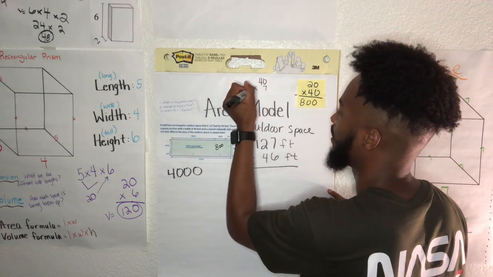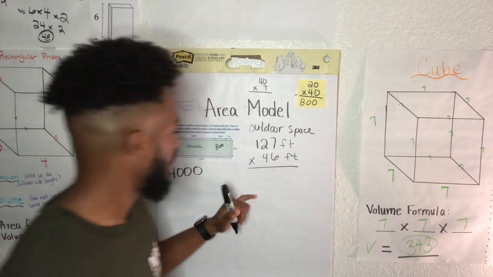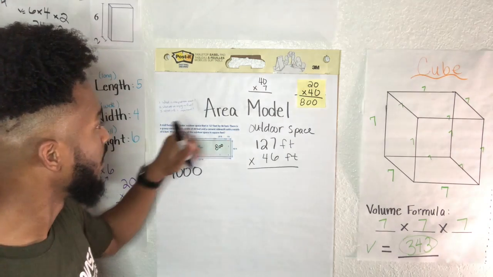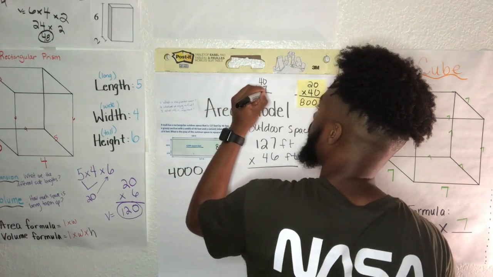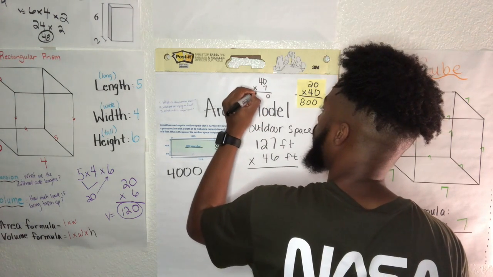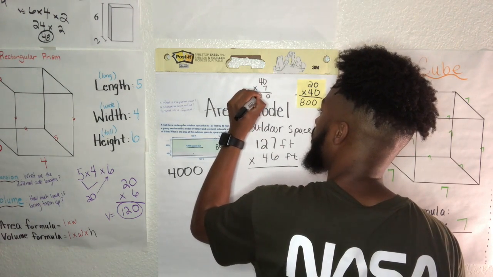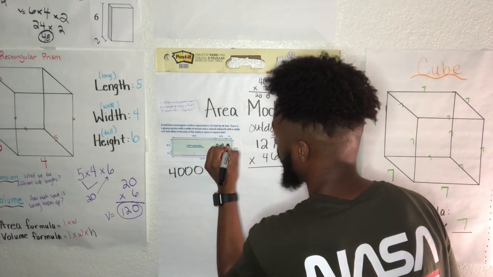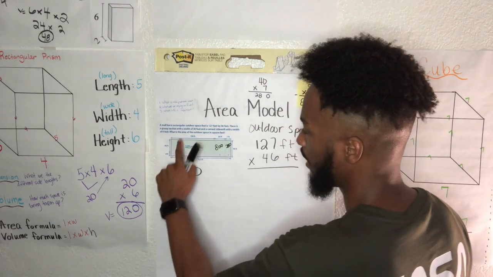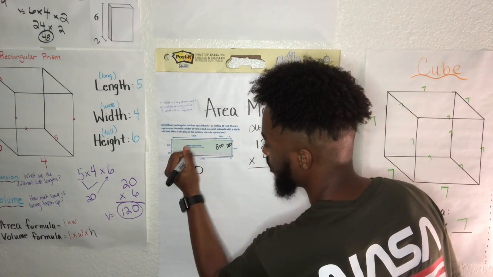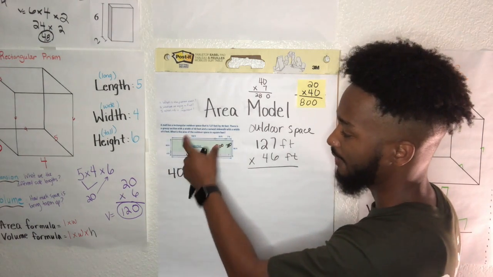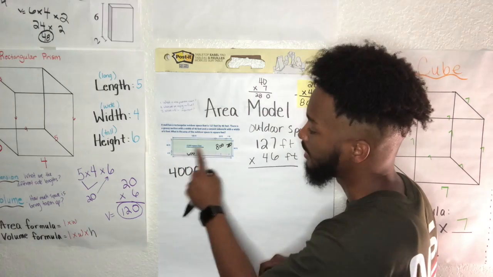What are you talking about, Mr. Spencer? I'm trying to figure out this area right here. 40 times 7: 7 times 0 is 0, and 7 times 4 is 28. So this is 280. Now I need 6 times 100. That is 600. And notice, guys, all I'm doing is multiplying the width and the length to give me the total area inside, okay?